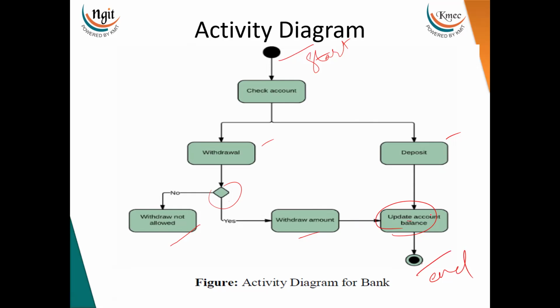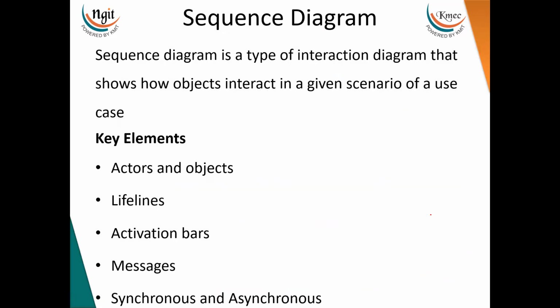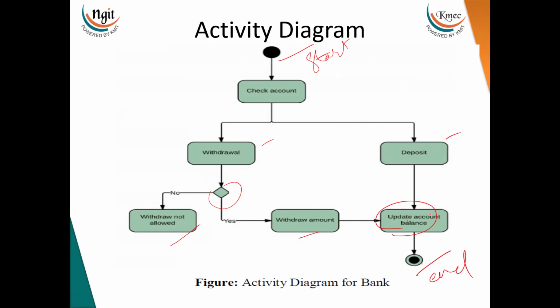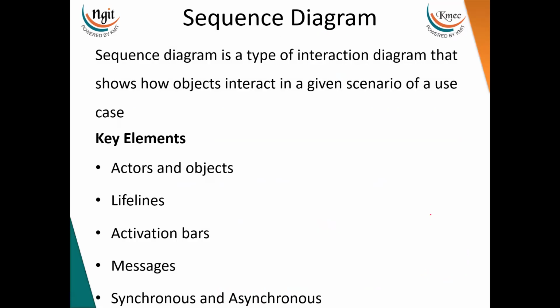Got it? So, students, hope you got this. This is about the activity diagram. An activity diagram always represents the workflows or sequences of activities, and it is used to model some logic or decision making flows, as you can see here. Clear? And done.